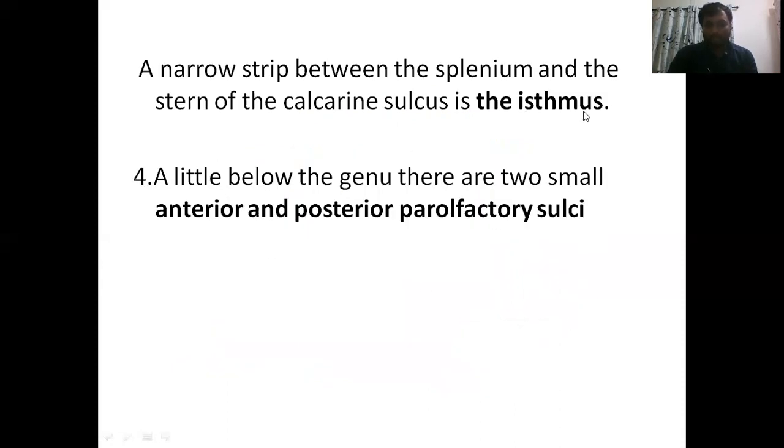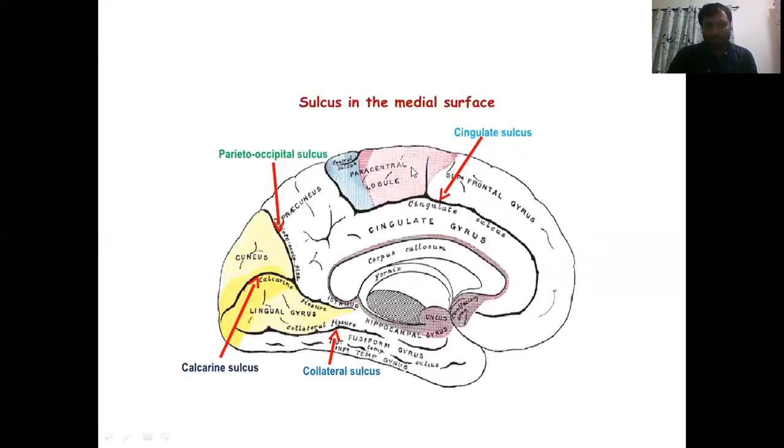Then one more point, that is the isthmus. What is that isthmus? See here, below the splenium, or between the calcarine sulcus and splenium, we can see a narrow continuation. Actually, it is a continuation of the cingulate gyrus. See, the cingulate gyrus continues like this. But here, it continues with the inferior surface. See, this is the inferior surface.